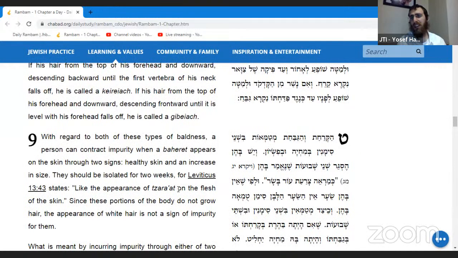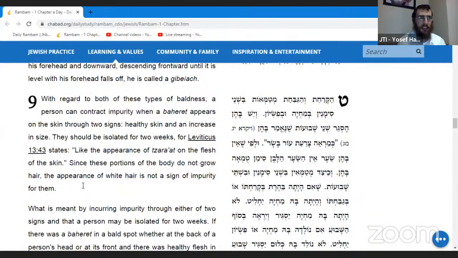Now, how does this impact tzaras? With regards to both of these types of baldness, a person can contract impurity when a Maharis appears on the skin through two signs: either healthy skin or an increase in size. White hair, on the other hand, is not a method by which you can become impure. And such a person would be isolated for 2 weeks, as the Torah says, like the appearance of tzaras on the flesh of the skin. Since these portions of the body do not grow hair, the appearance of white hair is not a sign of impurity.